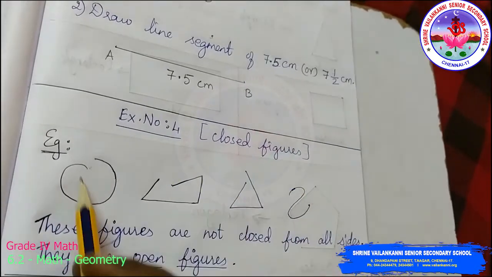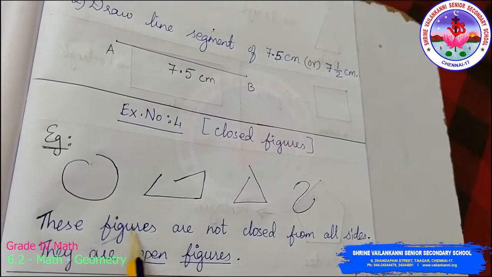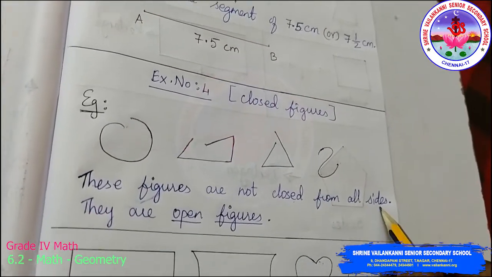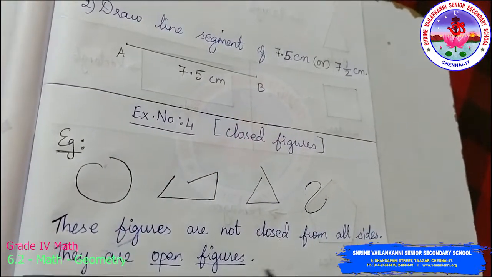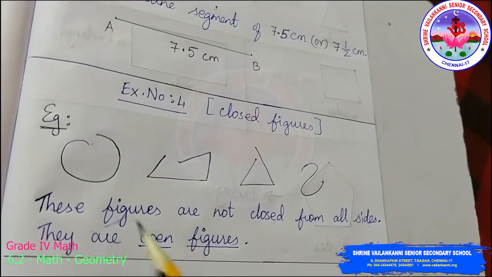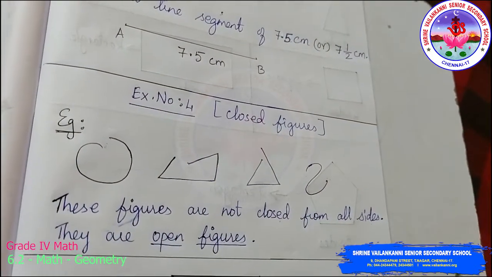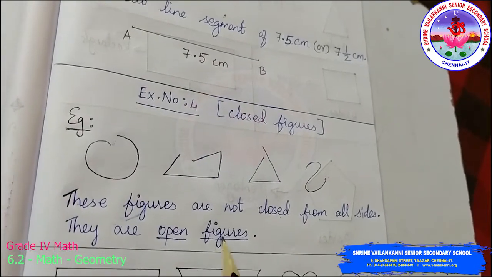This kind of figures you will call open figures. These figures are not closed from all sides. If a figure is closed from all sides, you can call it a closed figure. But if there is a gap on any one side, we call it an open figure.